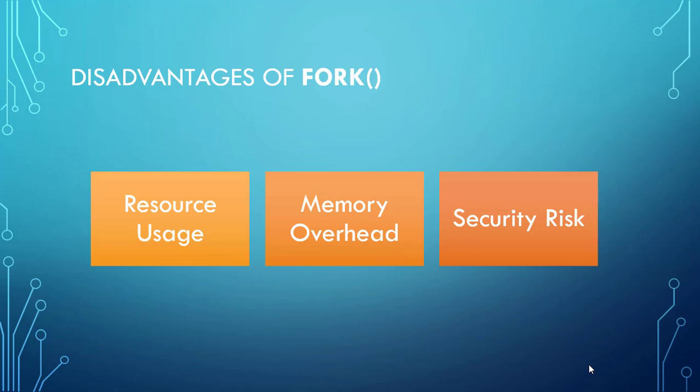Memory overhead. When a process is created using fork, it creates a copy of the parent process in memory. This can lead to significant memory overhead, especially for larger processes. Security risk. Fork can also introduce security risk, especially when it is used to create a privileged process. If a privileged process is compromised, it can lead to system-wide security breaches.